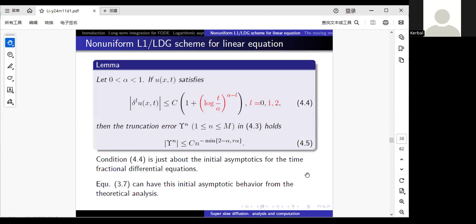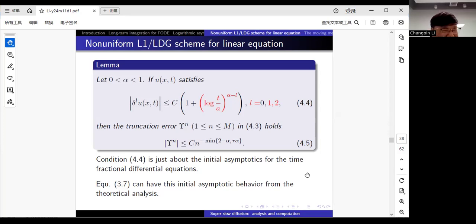I have two general questions, if I may. Please go for it. Let me start with the first question. If I'm following the talk correctly, in the beginning you mentioned that the Hadamard fractional derivative describes super slow diffusion better. Can you explain why?